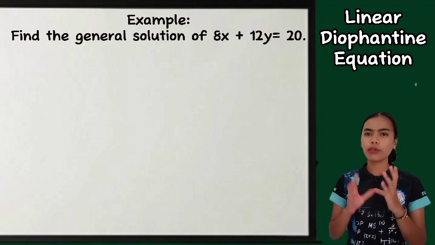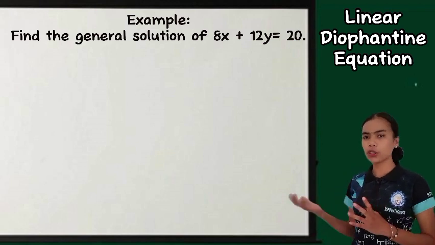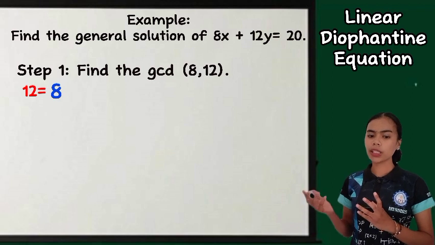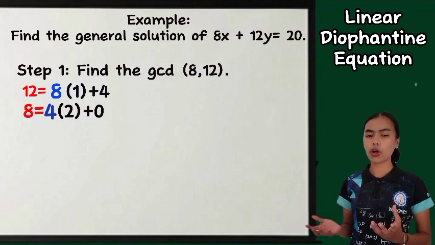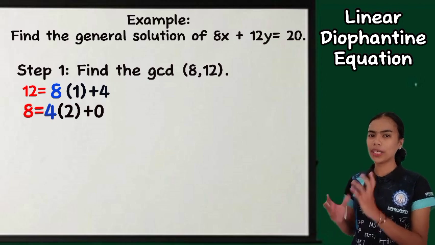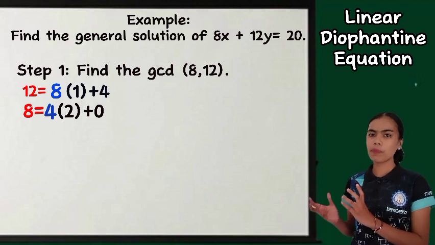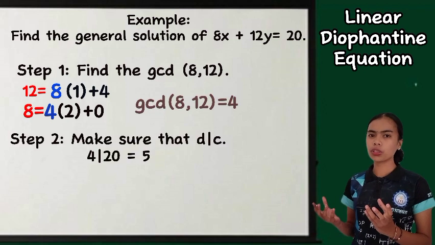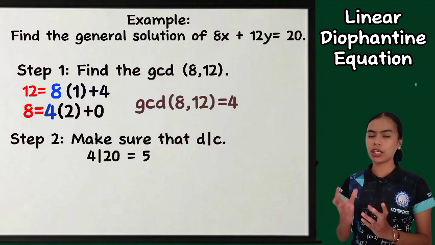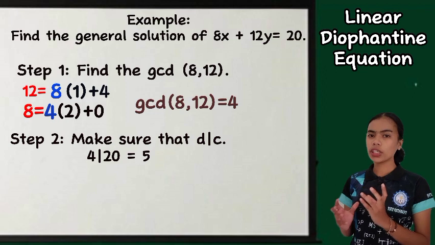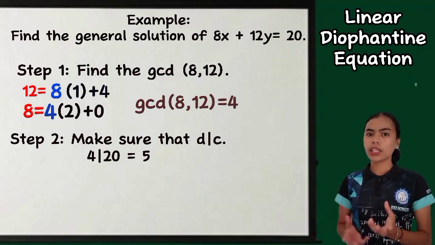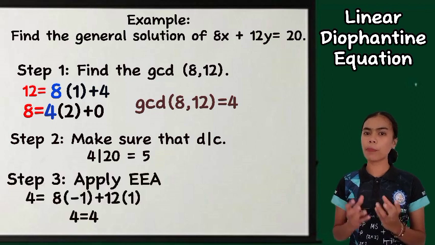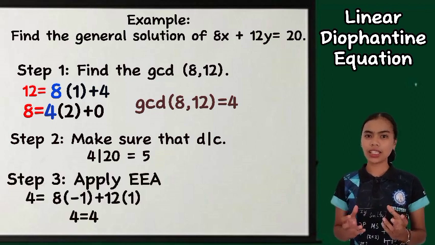In finding our GCD, this is our new equation. 12 is equal to 8 multiplied by 1 plus 4, and then 8 is equal to 4 multiplied by 2 plus 0. So we easily identify that 4 is our GCD. Then our second step is to make sure that our 4 is divisible by our c, which is 20. So 4 is divisible by 20 because 20 divided by 4 is equal to 5. So we can continue to our third step, which is to apply our extended Euclidean algorithm.